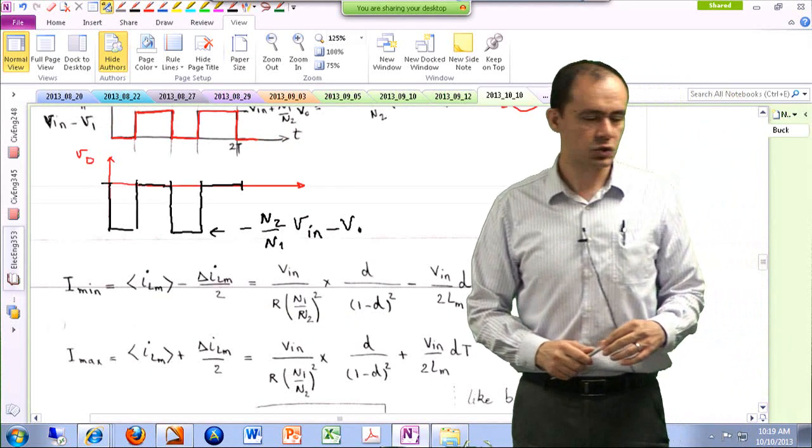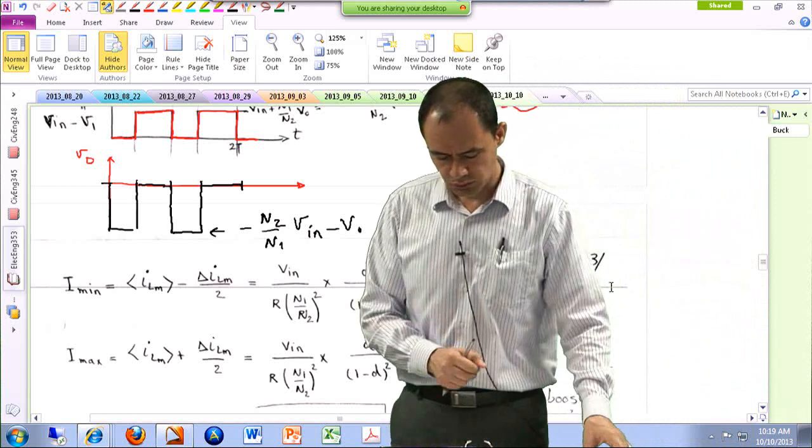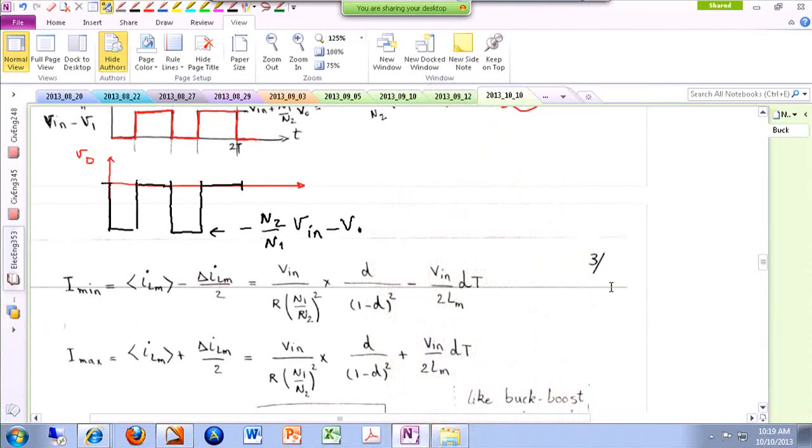So when it comes to the continuous conduction mode, in order to guarantee that the converter is operating under continuous conduction mode, you have to find Imin and then make sure Imin is positive, and that gives you an equation for picking the right size for the inductor. Now we are not doing the details over here. The details are very similar to the buck boost topology. The only difference over here is there is an N1 over N2 or N2 over N1 thing appearing. But anyway, here I have it.